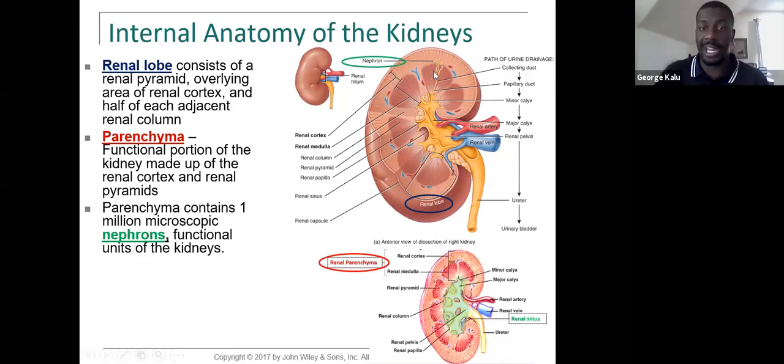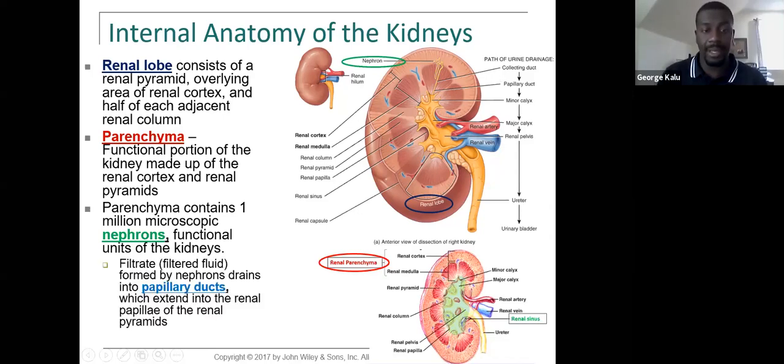So this would be one nephron, which will eventually lead out of the kidney here. Inside the nephron, the blood is going to be filtered. And that filtered fluid, which we call the filtrate, is going to move through the nephron, and eventually it's going to exit out of the nephron through the papillary duct. The papillary duct exits out through the renal papilla of the renal pyramids here. So this would be a papillary duct.